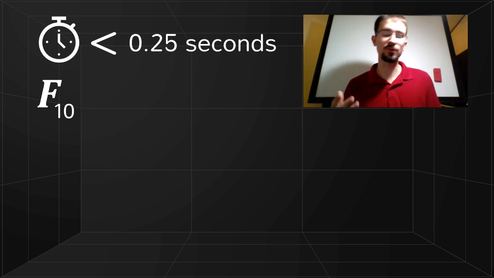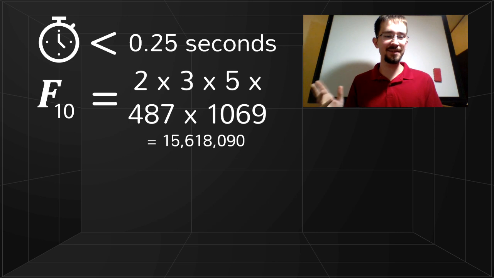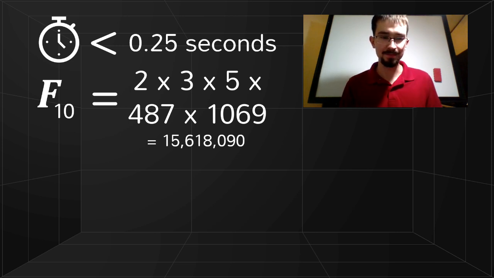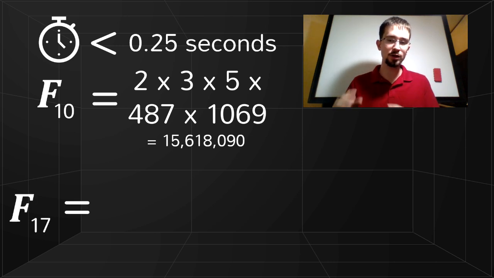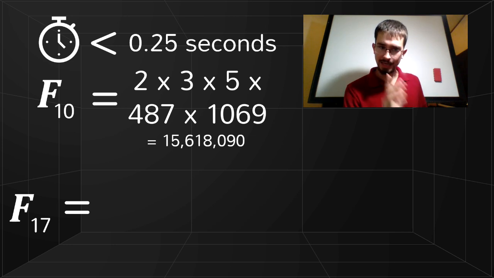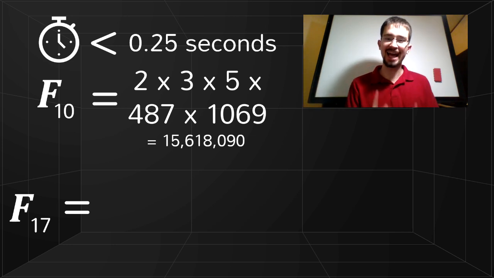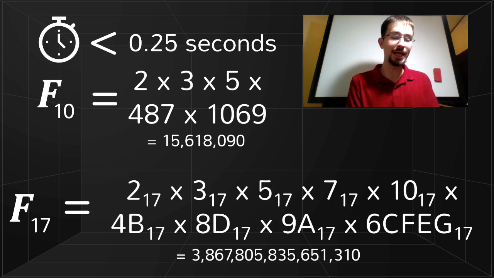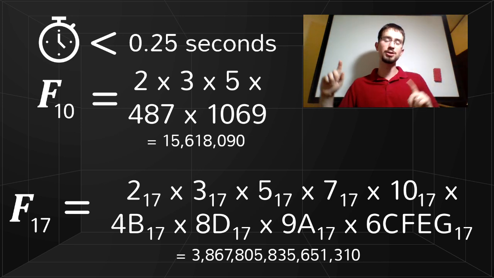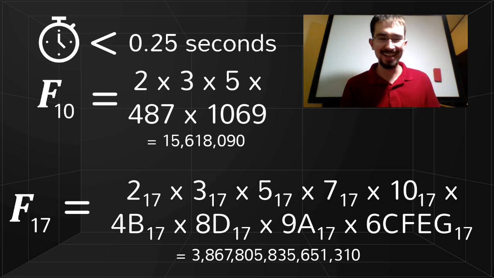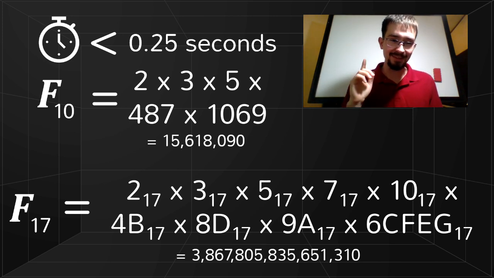And since you've made it this far, it's only fair that I finally reveal the value of F10 as 15,618,090. Also, prior to this algorithm, the smallest base 17 pan-digitally factorable number was unknown. Now, after running the algorithm overnight, I can announce for the first time ever that it is 3,867,835,835,651,310. Yay!